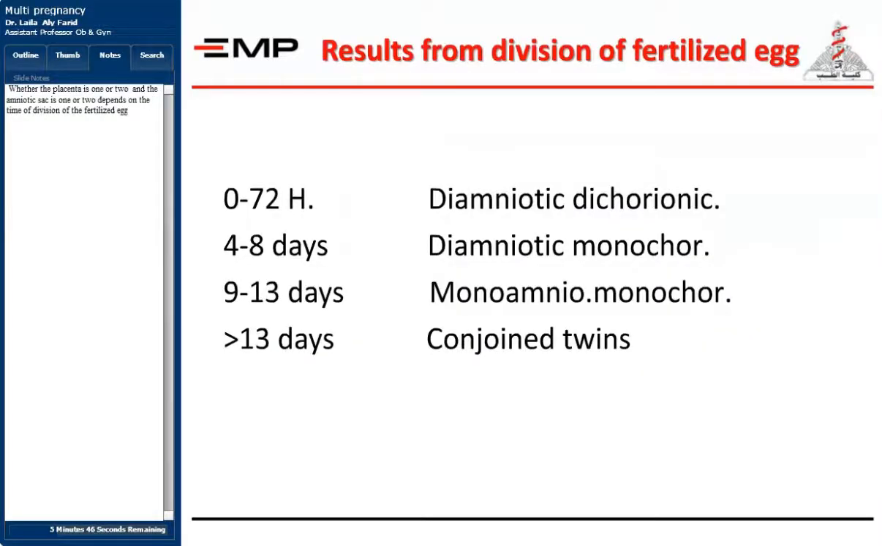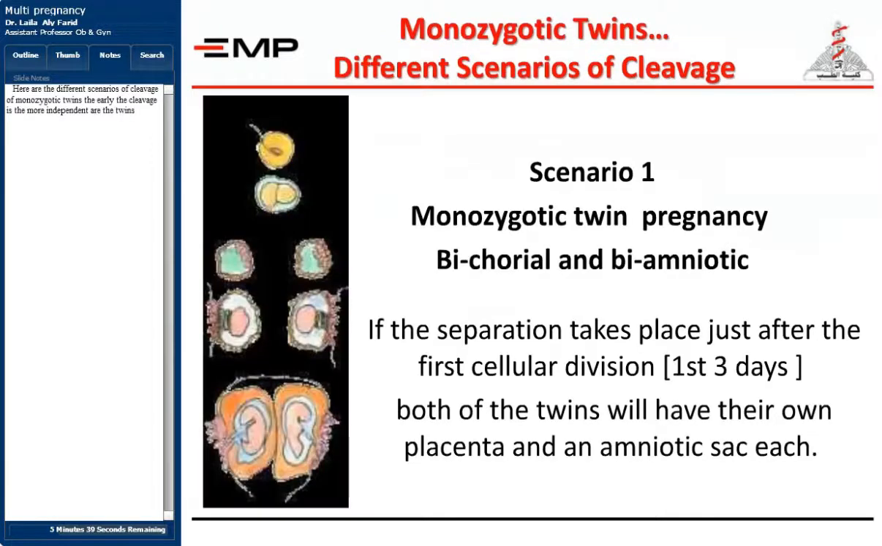Whether the placenta is 1 or 2 and the amniotic sac is 1 or 2 depends on the time of division of the fertilized egg. Here are the different scenarios of cleavage of monozygotic twins. The earlier the cleavage is, the more independent are the twins.